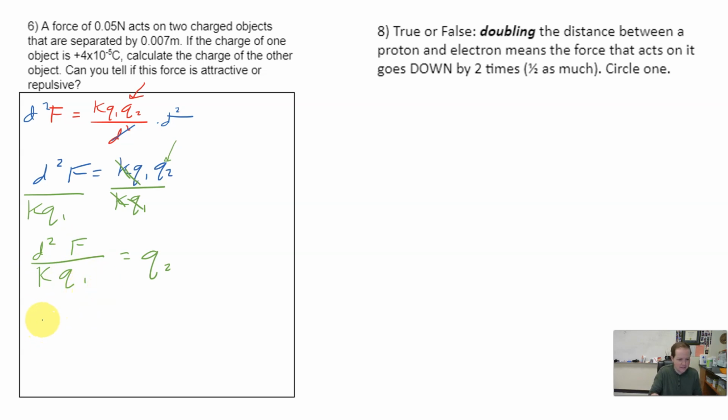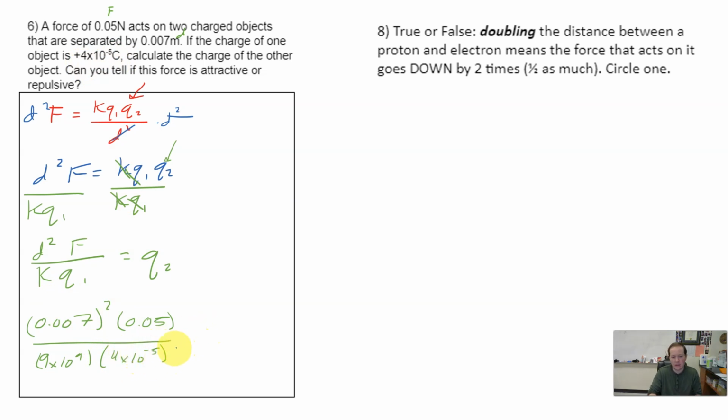What's the distance? 0.007, and I have to square it. Multiplied by the force, 0.05. Take time, double check, and read over the question again so you know exactly what is what. Some students like to label, okay, that's a force. This right here is the distance. Whatever helps you, that's what's important. And then divided by, what's K? It's just that number, 9 times 10 to the 9th. And then what's Q1? It was the first charge, 4 times 10 to the negative 5.